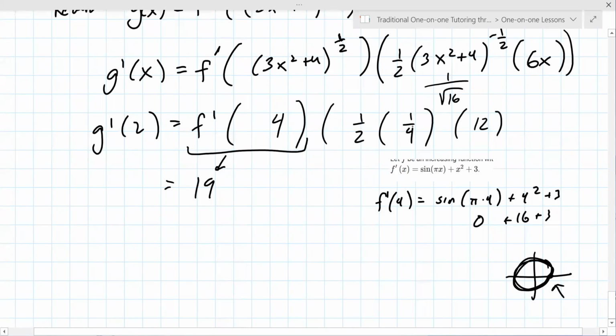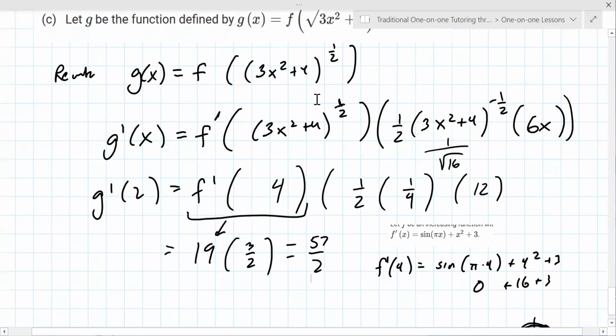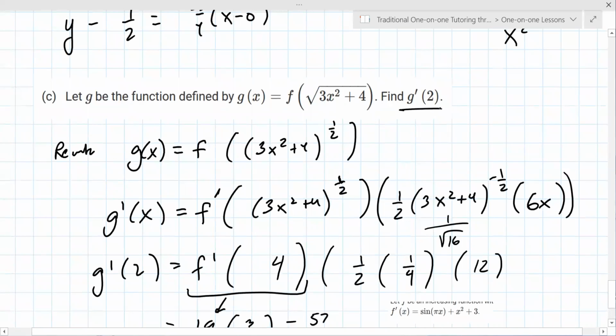And then this stuff over here on the right looks like it's 3/2. It's 6 times 1/4, right? Yes. Okay, 57 over 2. Is that your slope? This one just wanted the derivative at a point.